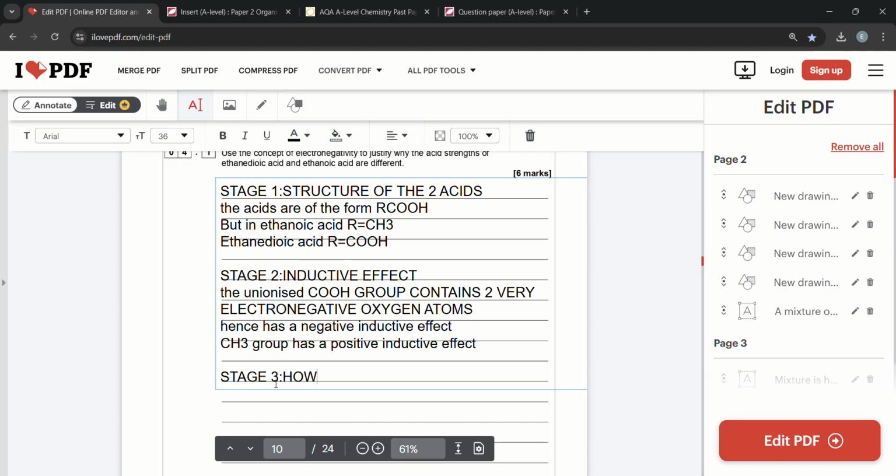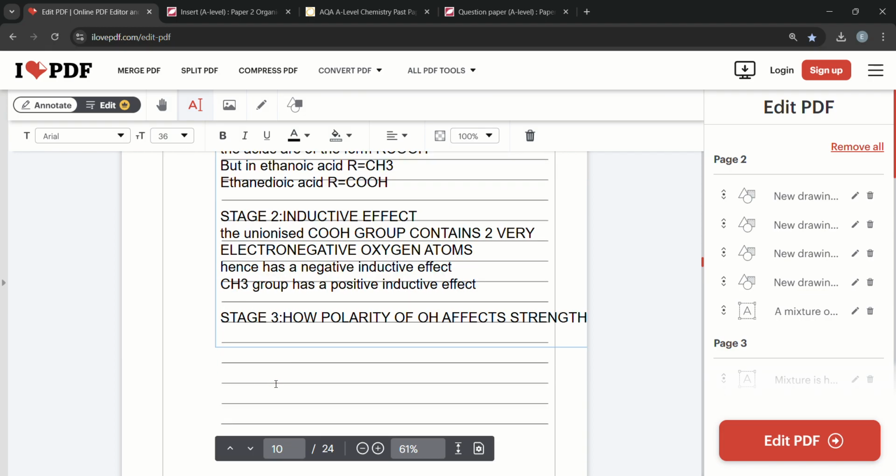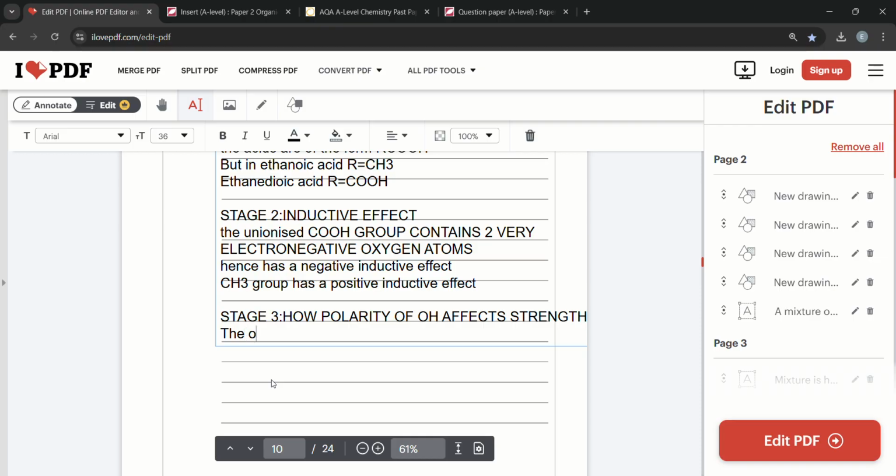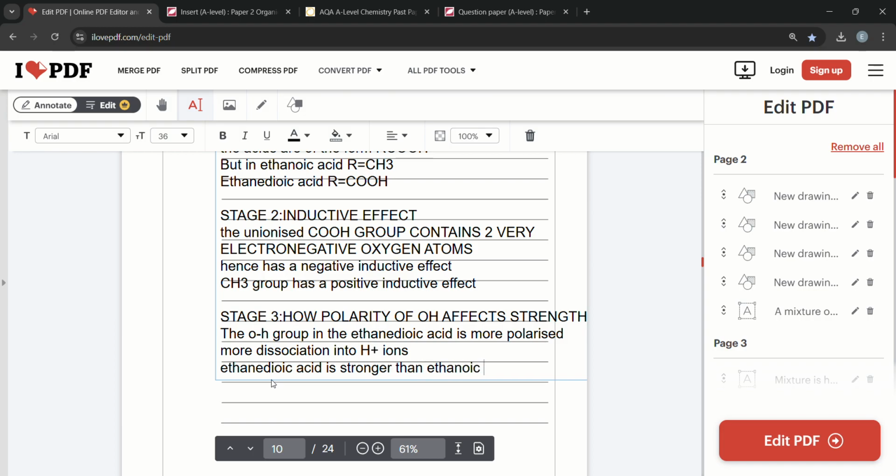Stage 3, how polarity of OH affects strength. The OH group in the ethane dioic acid is more polarized, so more dissociation into H plus ions. Ethane dioic acid is stronger than ethanoic acid.